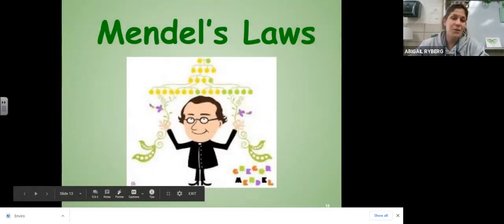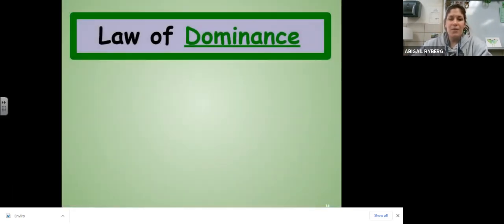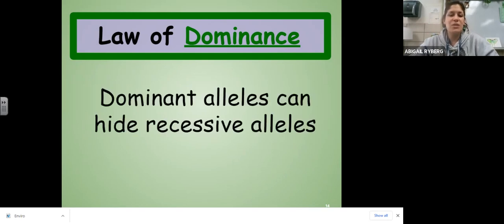Okay. Moving on in your notes, we're going to quickly look at Mendel's laws. Mendel's work really supported 3 laws, and one of them is the law of dominance. This states that dominant alleles can hide recessive alleles. We've seen that already with even just our simple little Punnett squares. So the dominant allele hides the recessive.